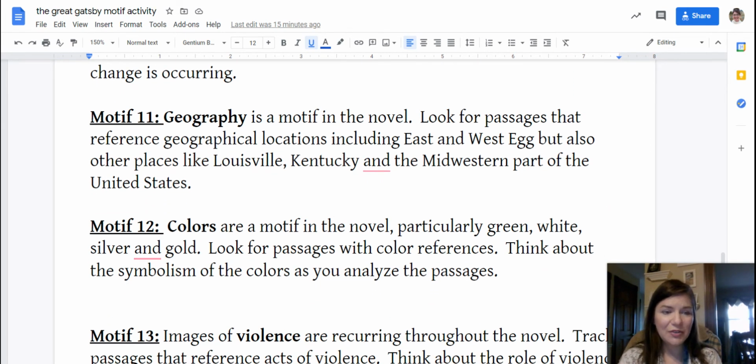This has to do with geography. So anytime you see geography in this book, you are tracking it. And we're going to talk about this more and more, but throughout the book, you have two really distinct sections of the suburbs of New York City. You have East and West Egg. But you also have the story being told in parts in Louisville, Kentucky, in the Midwest. And New York City itself, there's the city and then moving out from the city.